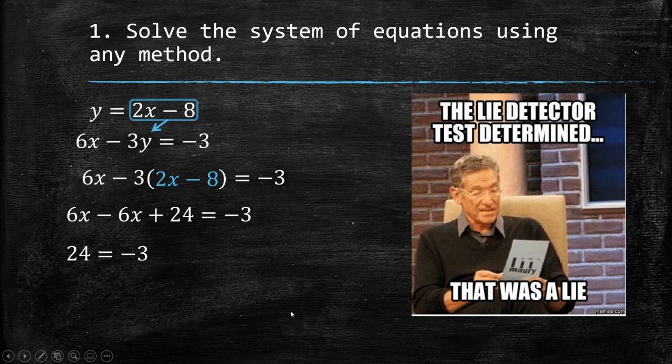24 does not equal negative 3. So there is no solution. If we were to graph these two lines, they would be parallel lines. They do not intersect.